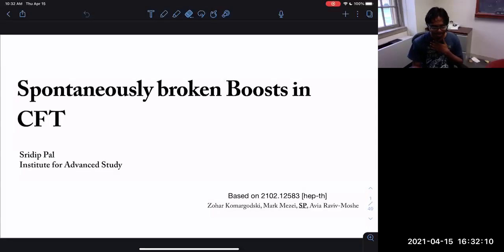So today I'll be going to talk about spontaneously broken boosts in CFT. This is a work done with Zohar, Mark, and Avia from Simon Center. And yeah, during the pandemic times, it has been a wonderful collaboration because it's mostly done over Zoom.